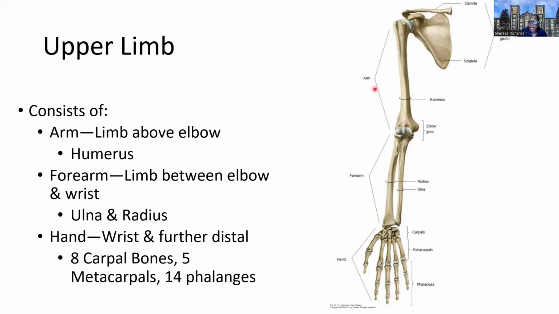And I do want to point out the word brachii, which means arm. So the brachial artery, the biceps brachii, the brachialis muscle, all of those will be pertaining to this part of the limb. And then we'll talk about antebrachial, which means forearm.